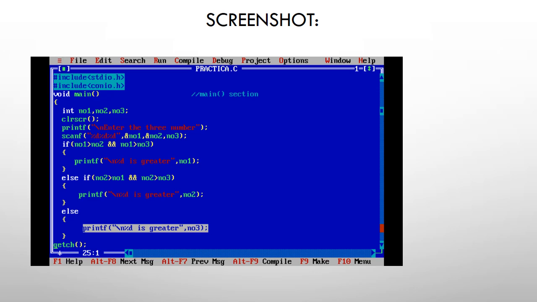In the else if part, again we check number 2 with number 1 and number 2 with number 3. That means if number 2 is greater than number 1 and number 2 is greater than number 3, then only the else if part will get executed. That means number 2 is greater. But if this condition is also false, then the else part will get executed. That means if number 1 is not greater and number 2 is not greater, then obviously number 3 is greater.